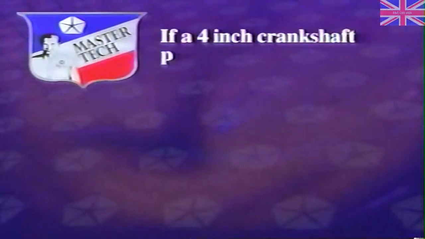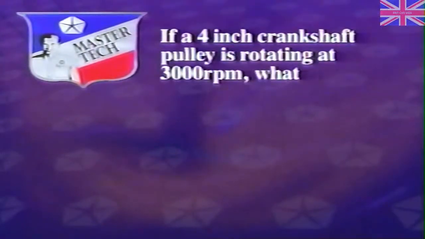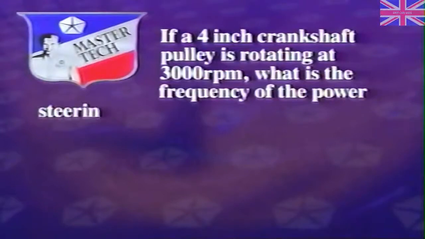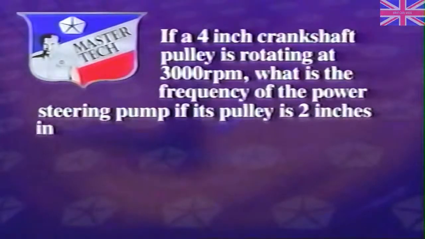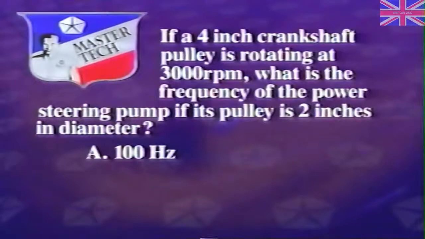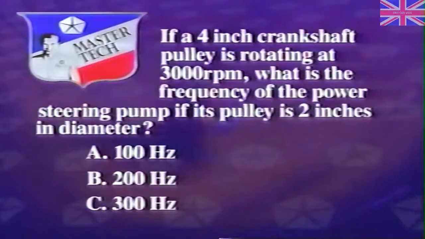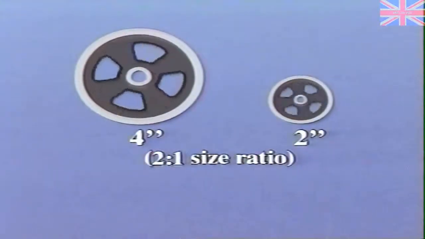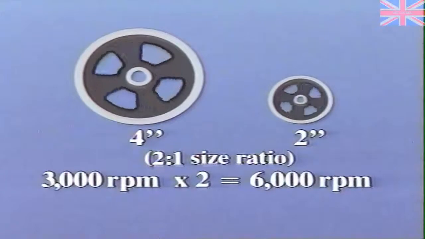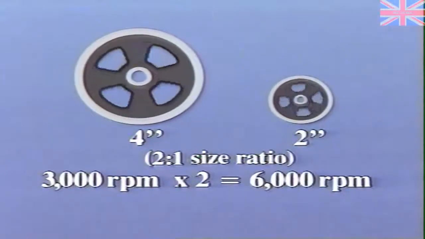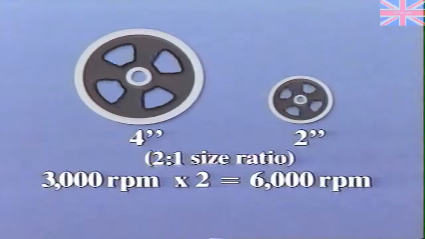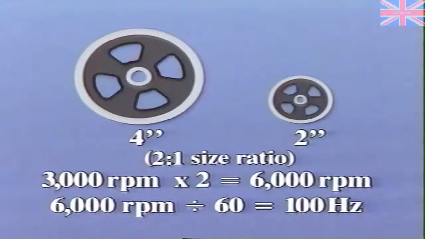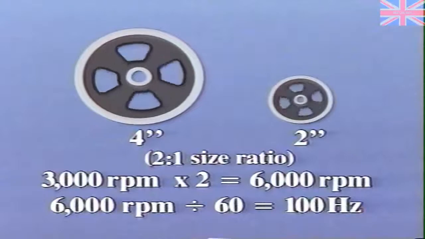If a 4-inch crankshaft pulley is rotating at 3000 RPM, what is the frequency of the power steering pump if its pulley is 2 inches in diameter? A, 100 Hertz, B, 200 Hertz, or C, 300 Hertz? You're correct if you said A, 100 Hertz. Because of the 2-to-1 size ratio, the accessory pulley rotates at 6000 RPM when the crankshaft pulley rotates at 3000 RPM. To obtain a cycles per second frequency, you divide 6000 by 60.